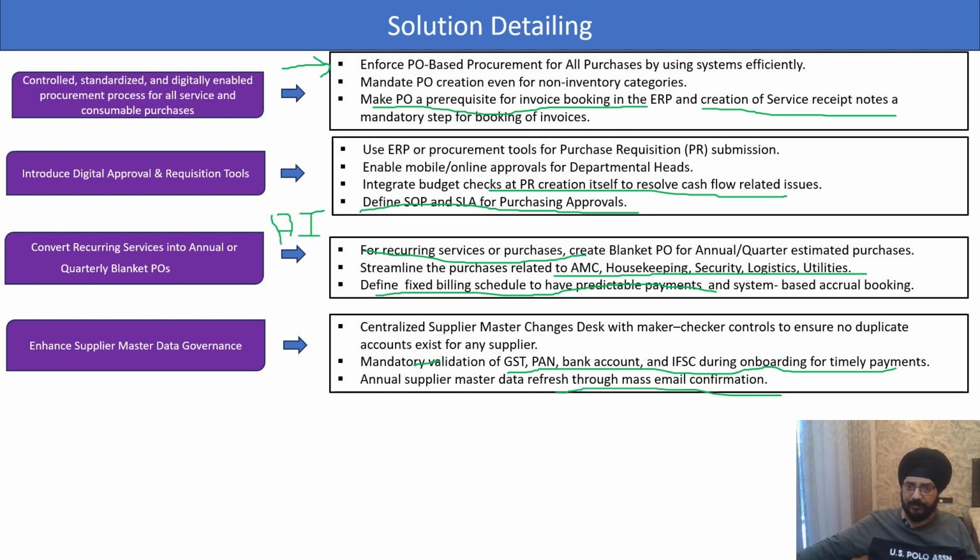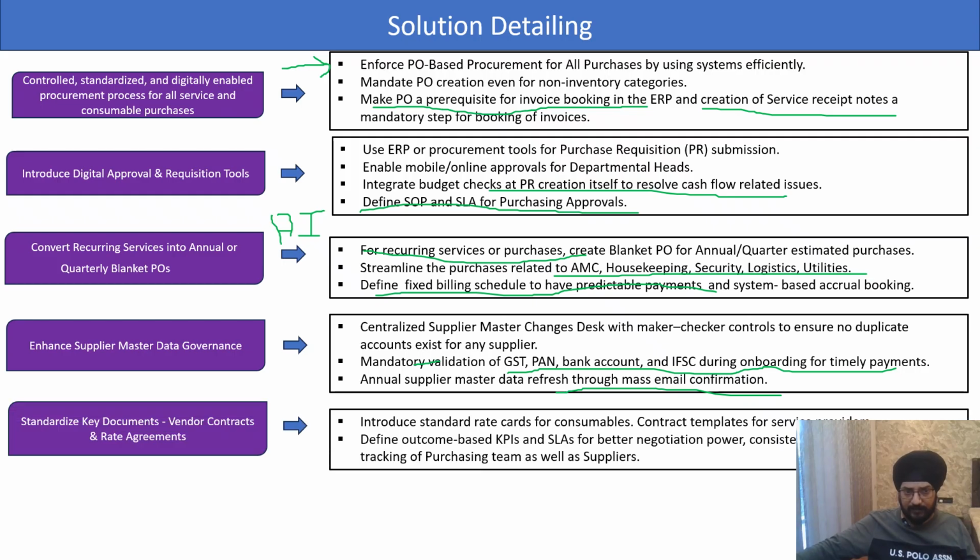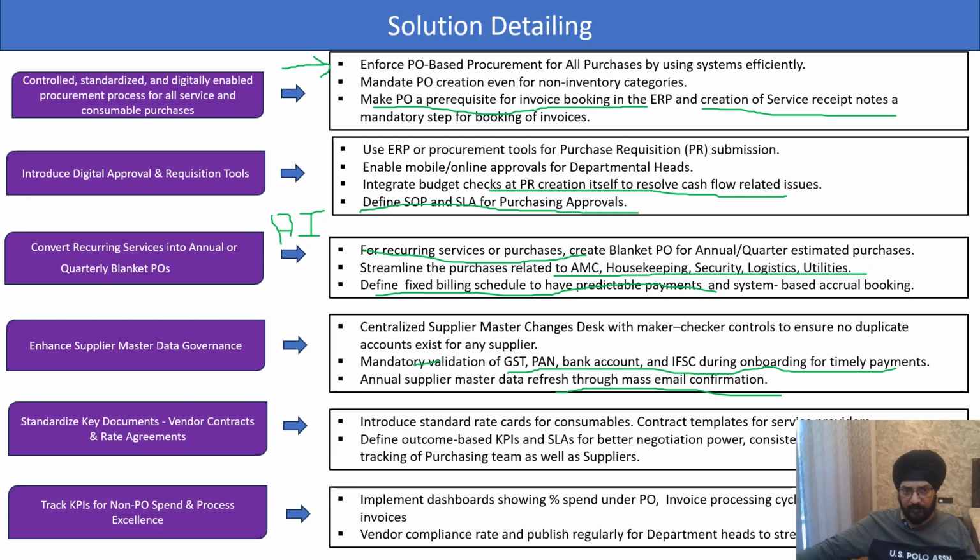So this is like a typical master data management issue, which is ideally applicable for PO suppliers, but it should be made sure for the non-PO supplier as well. Then standardize the key documents, vendor contract and rate agreement, and finally track the KPI for non-PO spend process excellence. Which means that the solution which is being provided here is largely to make sure that your processes are stitched enough. Your non-PO expenditure should be minimized.